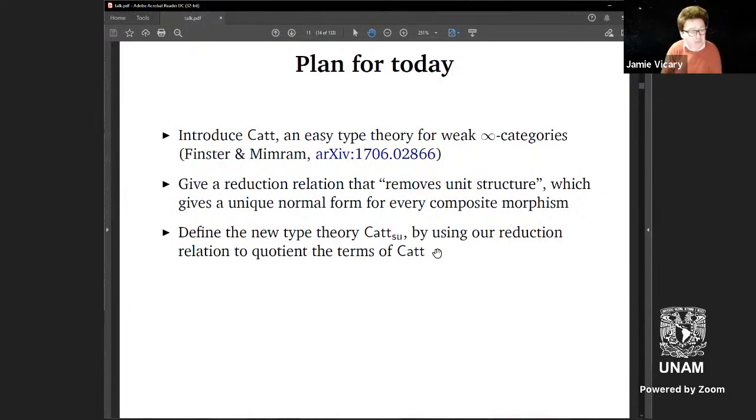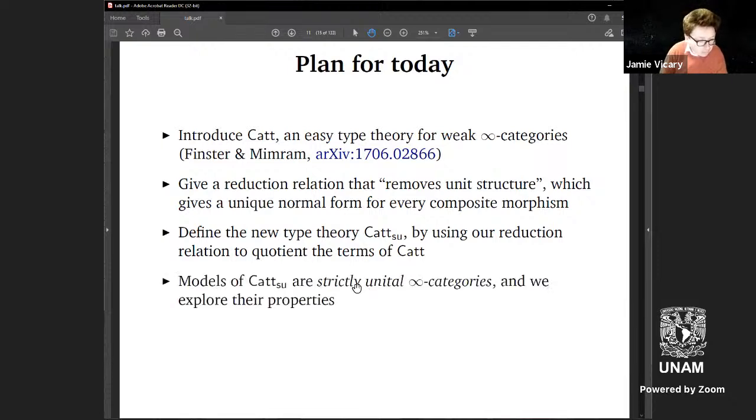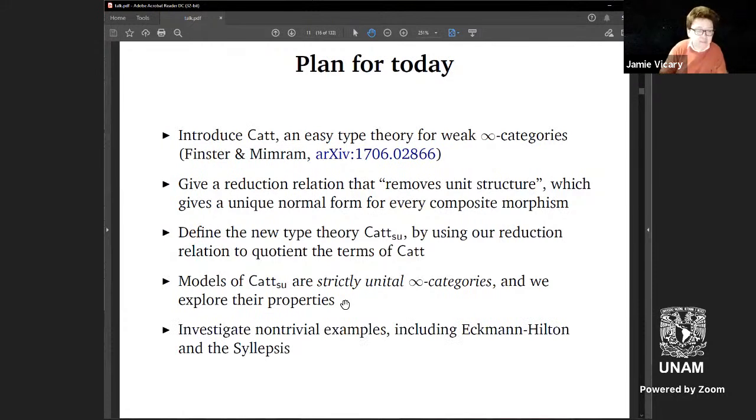Great thing about doing things with type theory, by the way, not only do I think it makes it very easy to understand what's going on in a talk like this, but also, of course, we can tell a computer how to do it, right? So we can get computers to help us check our composites and help us form big composites and so on. Then we're going to define what a strictly unital infinity category actually is. We'll explore some of their properties. And then we're going to investigate some non-trivial applications to topology, because higher category theory is, of course, very closely related to topology.